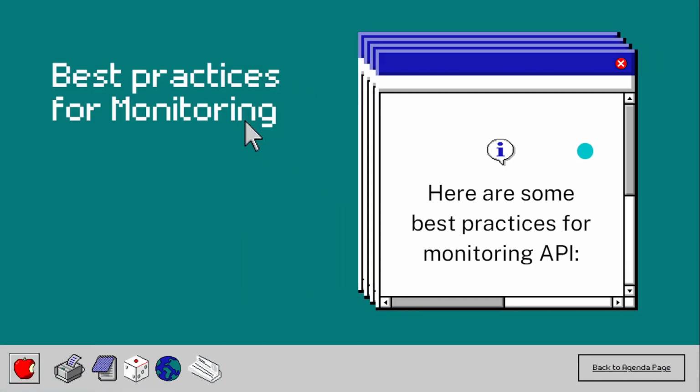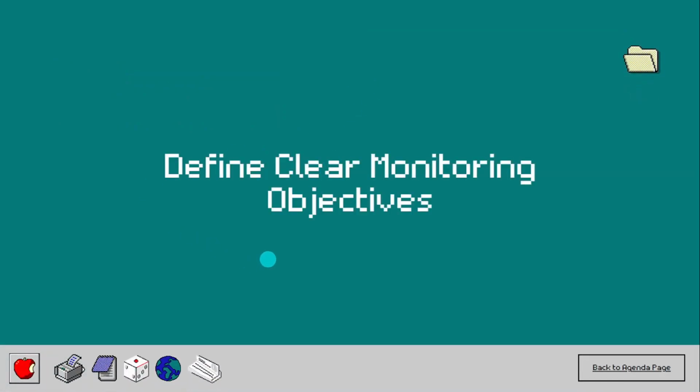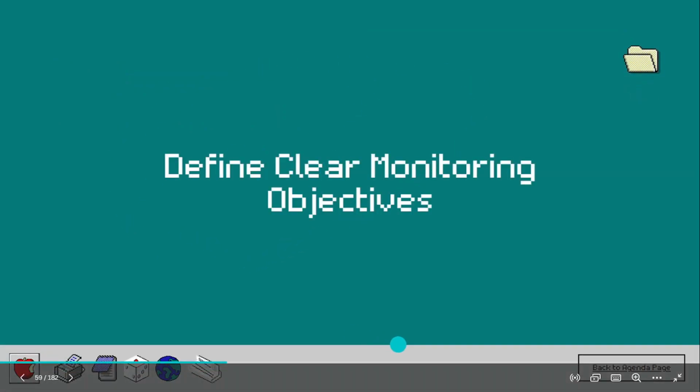So what are the best practices for monitoring an API? So here are some practices, the best practices. So first one is to define clear monitoring objectives.